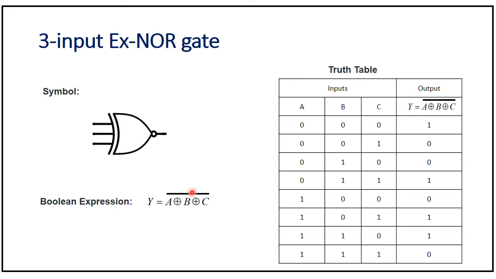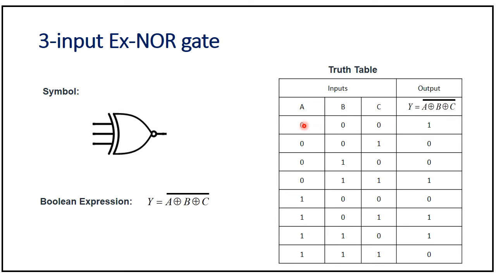So again, we can see here it's an inversion of XOR. The expression of XOR is A XOR B XOR C. Now we have just inverted it due to this bubble. Truth table. The XNOR gate has 3 inputs A, B, and C, and output Y. Y is equal to A XOR B XOR C, complemented.